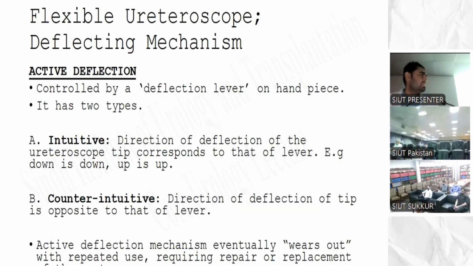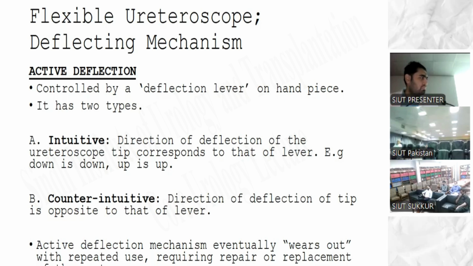For active deflection, flexible cystoscopes or ureteroscopes are provided with a lever attached to the handpiece, which the operator is holding. When you move the lever downwards, the tip of the instrument inside the body will move downward or upward. If it moves in the direction of the movement of the lever, that is intuitive: you move the lever down, the tip goes down; up is up. And vice versa would be counterintuitive. This is active deflection. We use active deflection to negotiate our scope through high bladder necks or difficult narrow segments, or to visualize the bladder's right and left lateral walls, etc.